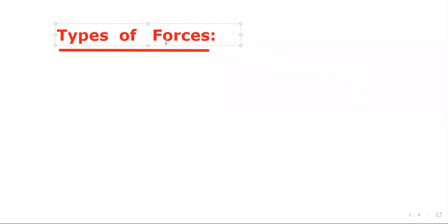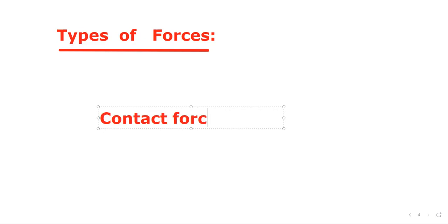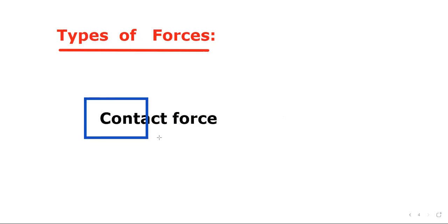The first category is where the force is applied by physically coming in contact with another object. That is called contact force. Contact force is when one object physically touches another object and then a push or pull can be seen. That is called contact force.